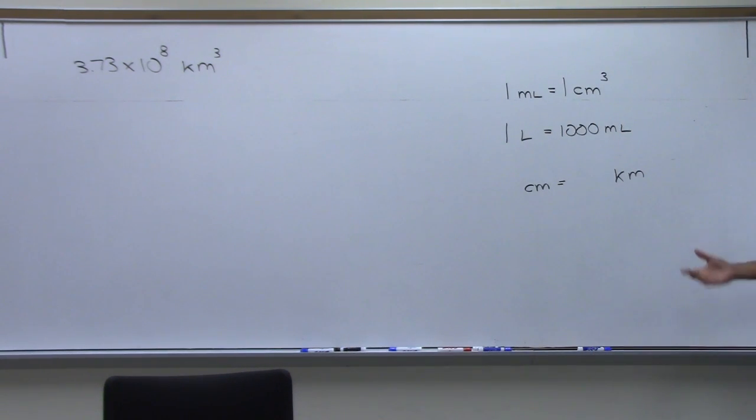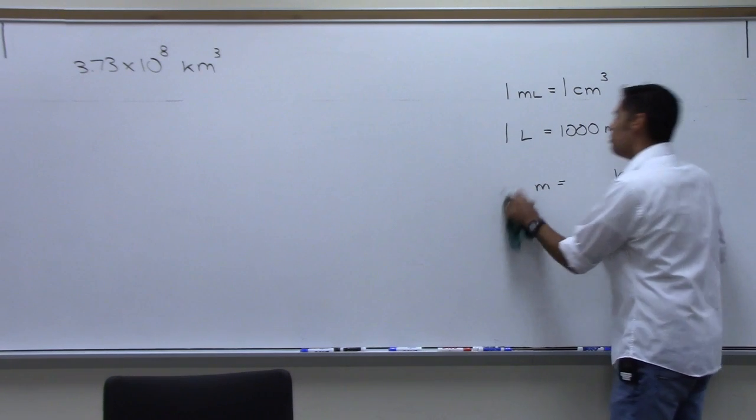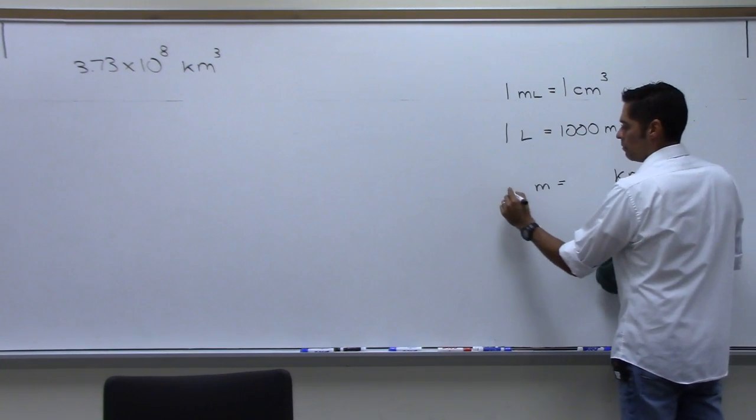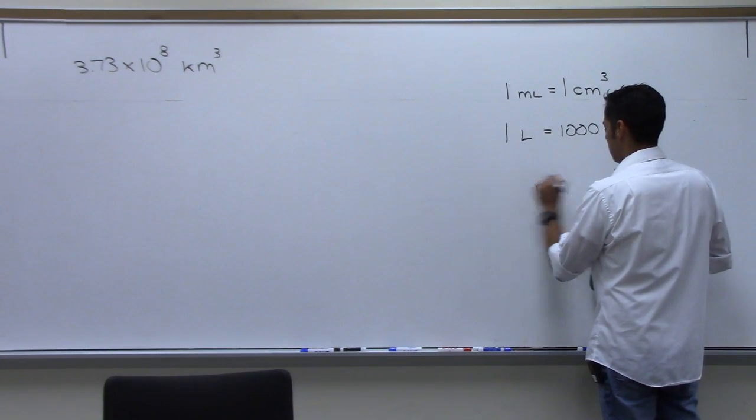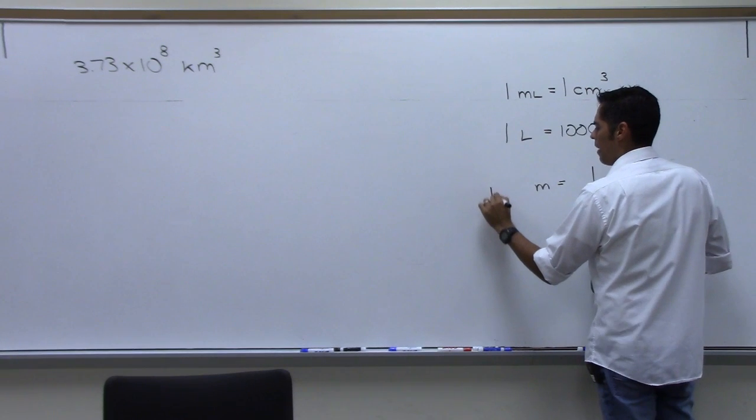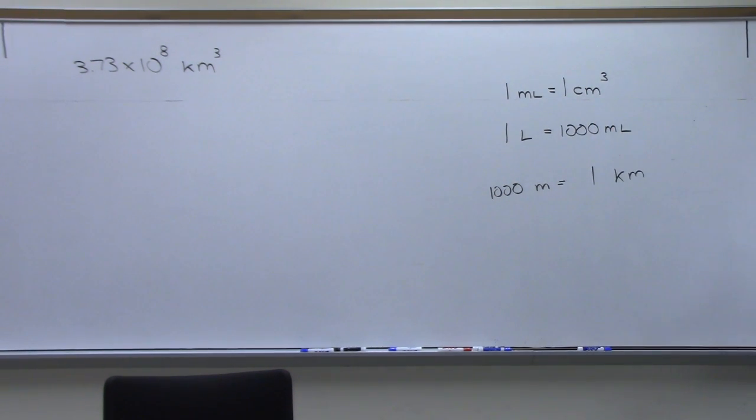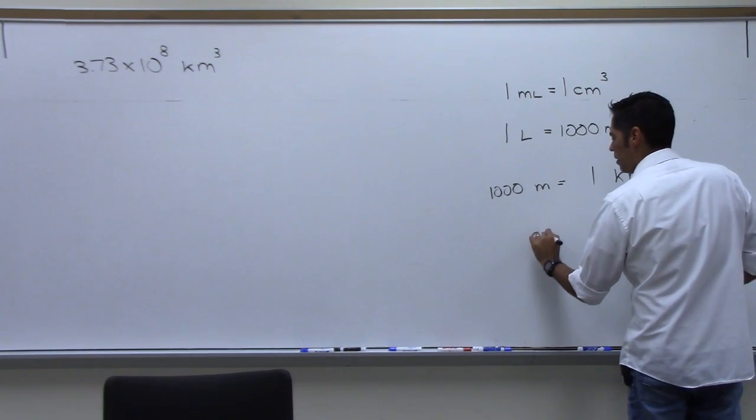You know what, I think maybe y'all might be having a problem with this. Could you do meters to kilometers? Okay, what would that be? 1 kilometer is 1,000 meters. That's okay. Now let's go from centimeters to meters.